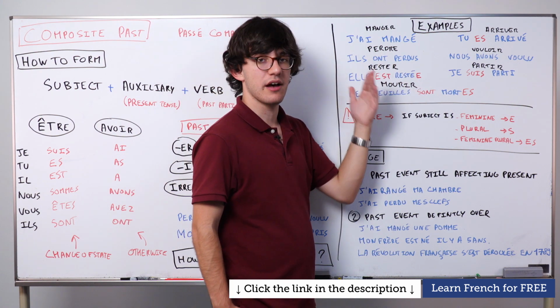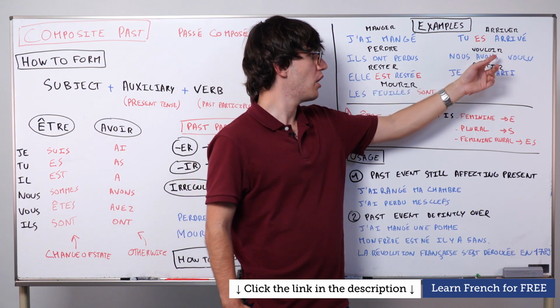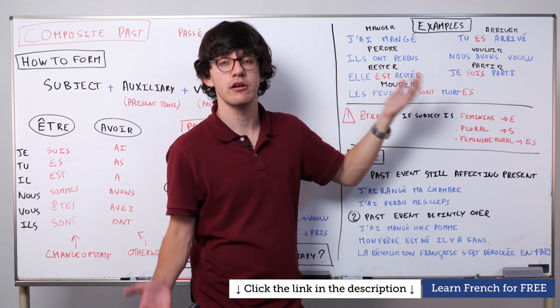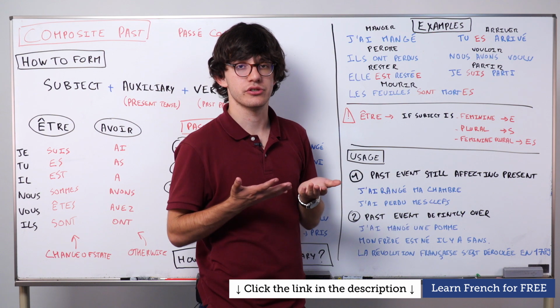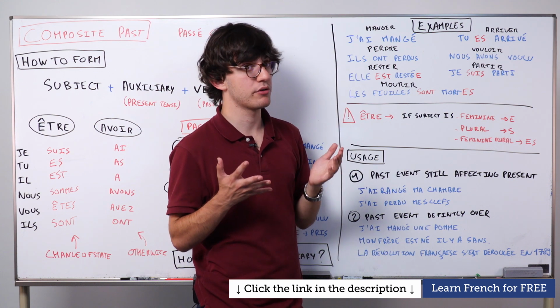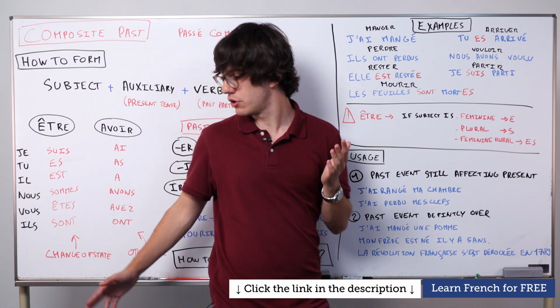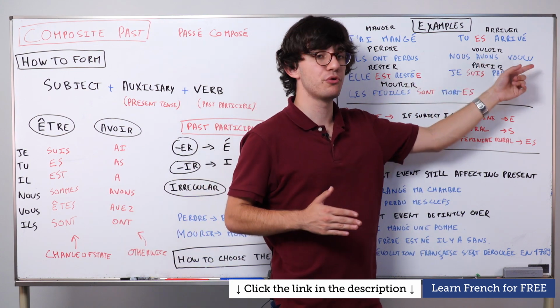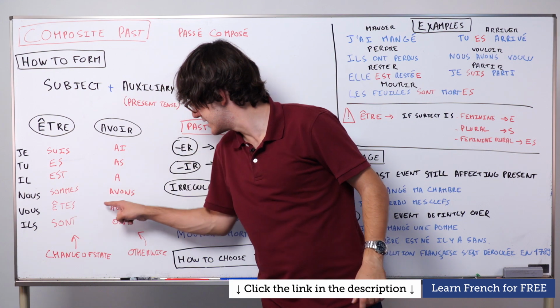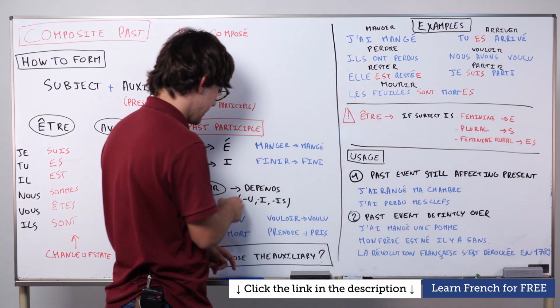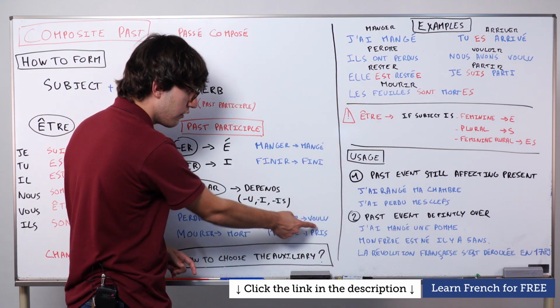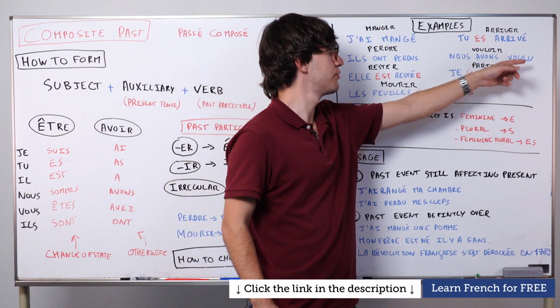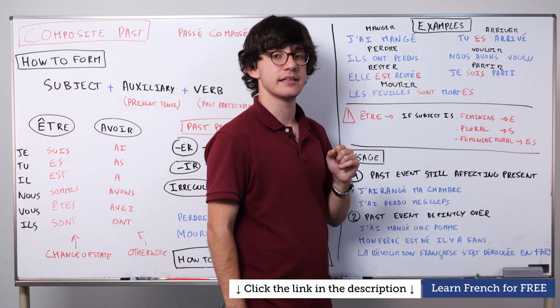So really simple. Perdre, you use avoir. Then you've got vouloir. Nous avons voulu. Again, vouloir is just a common verb. It's irregular, but there is no change of state, so it's avoir. Nous avons, and then here, vouloir, voulu. Nous avons voulu.